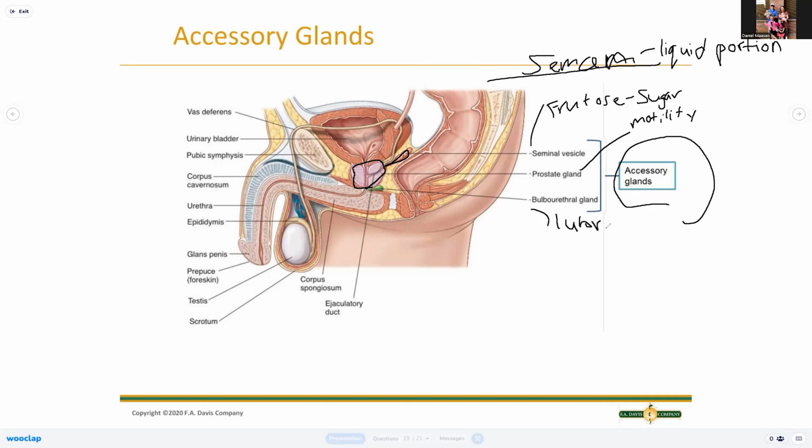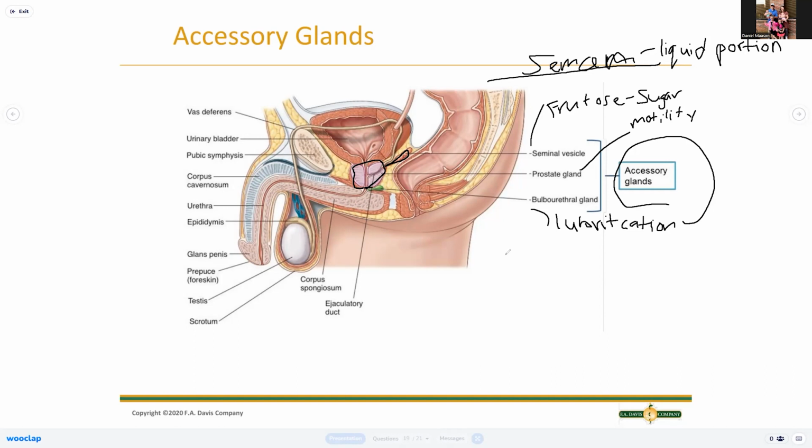What does that mean? Well, it lubricates and it also decreases the acidity of the urethra, because the urethra also has urine, which is very acidic and full of waste products. So this gland would be pre-ejaculatory liquid that's secreted through here to kind of clear the way down the urethra, to clear it out of the acidity and anything left over from urine, in preparation for the liquid portion, semen and its sperm cells, to be ejaculated out. Okay. So those 3 glands are pretty important.